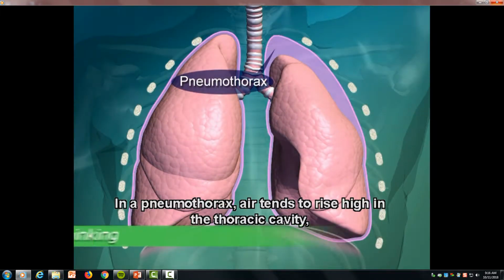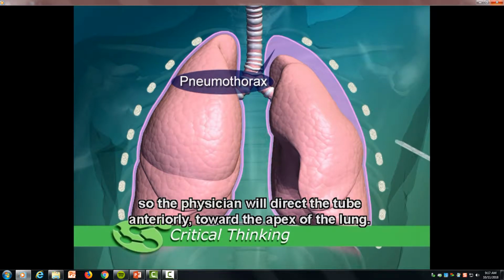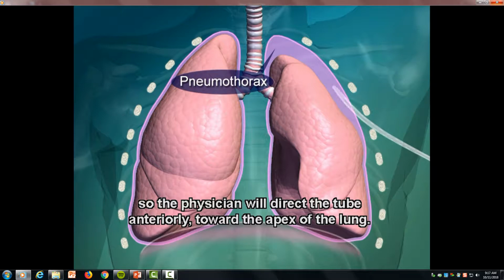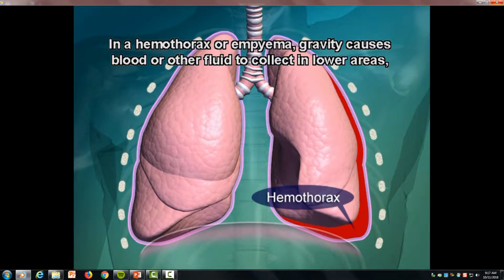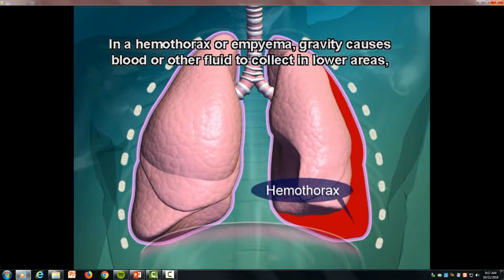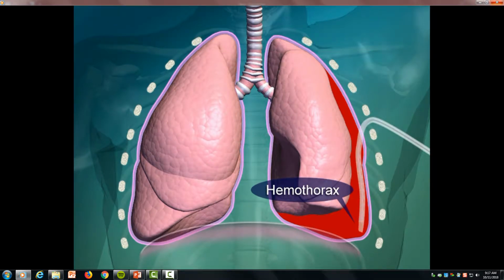In a pneumothorax, air tends to rise high in the thoracic cavity, so the physician will direct the tube anteriorly toward the apex of the lung. In a hemothorax or empyema, gravity causes blood or other fluid to collect in lower areas, so the tube will point posteriorly and toward the base of the lungs.